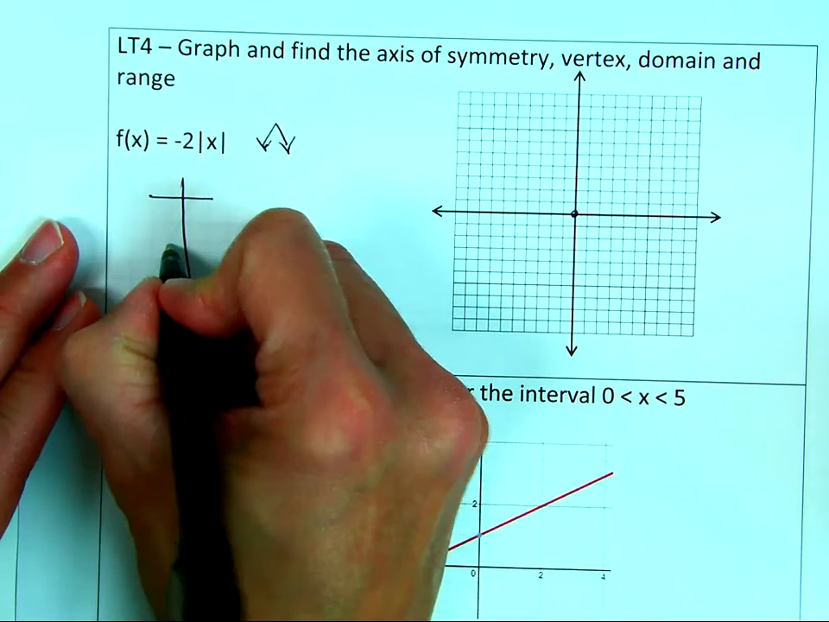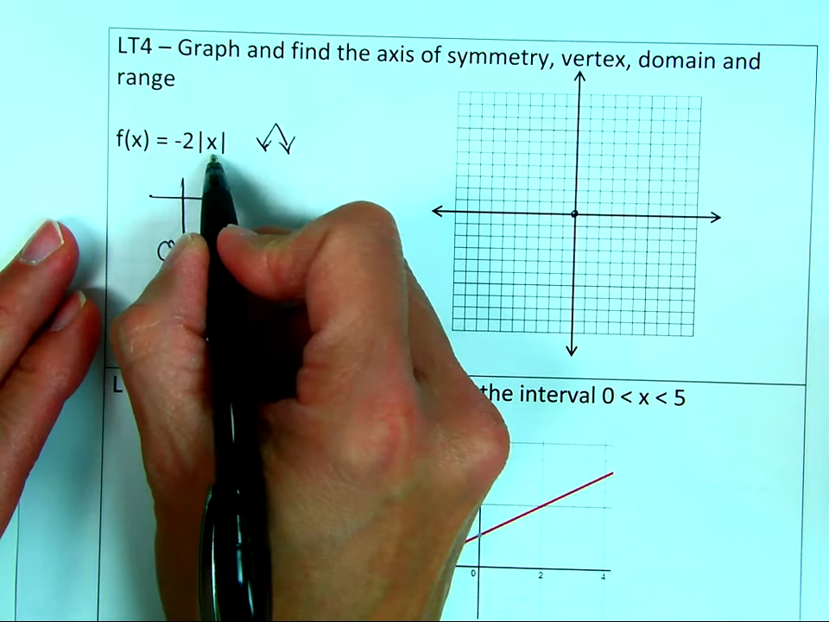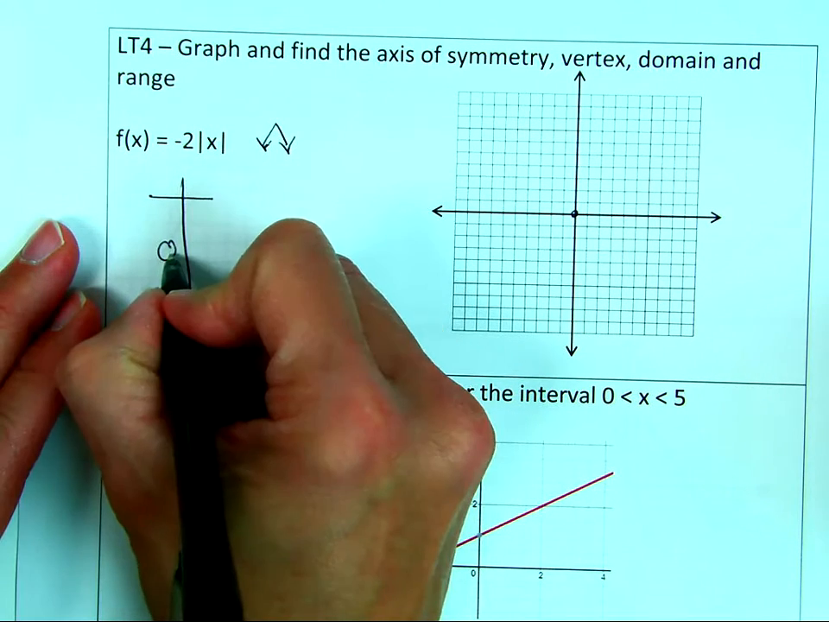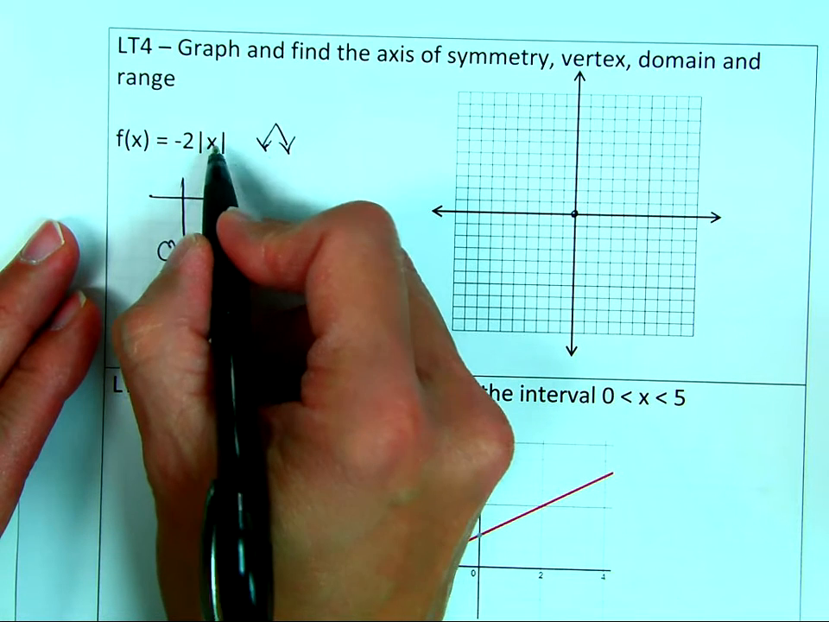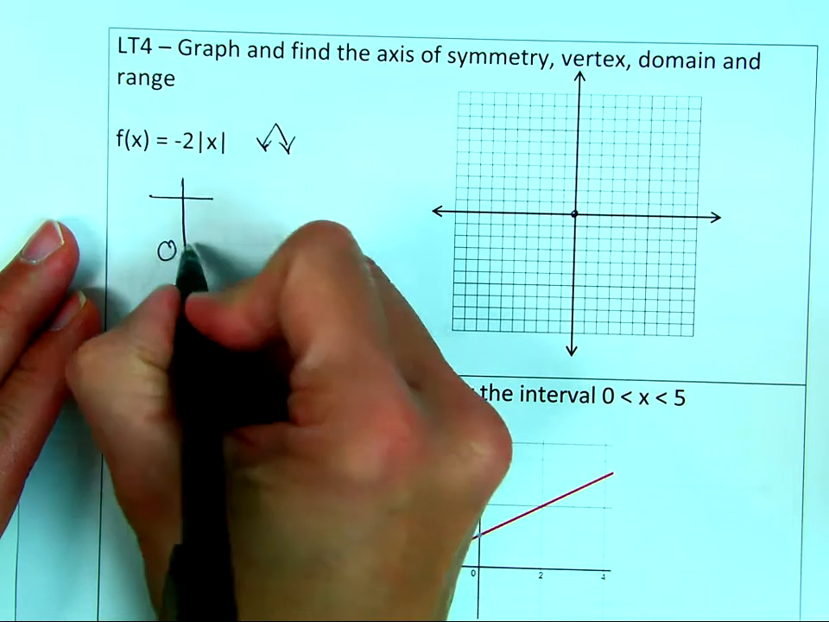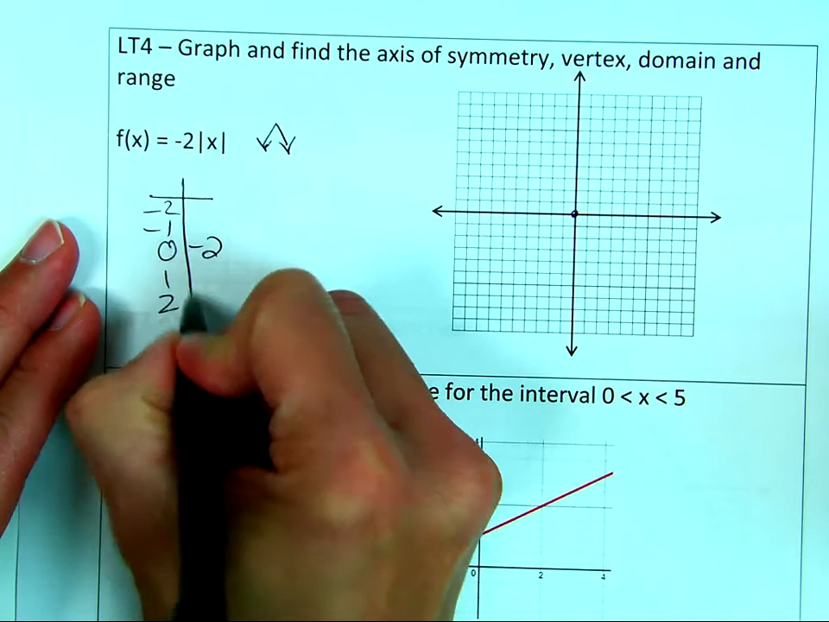So whatever value of x makes the inside of the absolute value 0, that's what I start with. And since it's nothing but an x, it's 0. And when I put a 0 in there, the absolute value of 0 is 0, and times -2 is... And then I would choose points to the left and to the right of that.